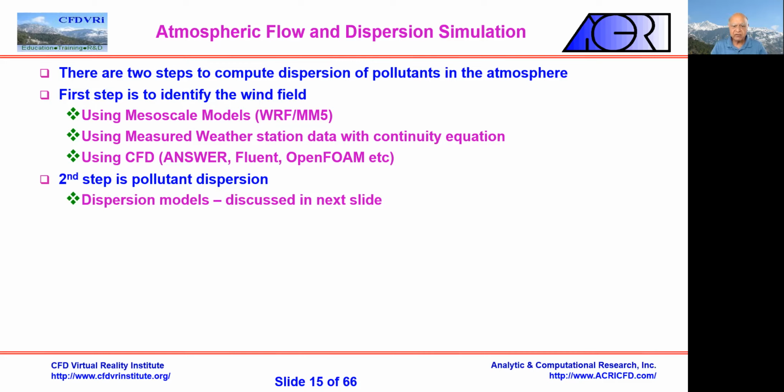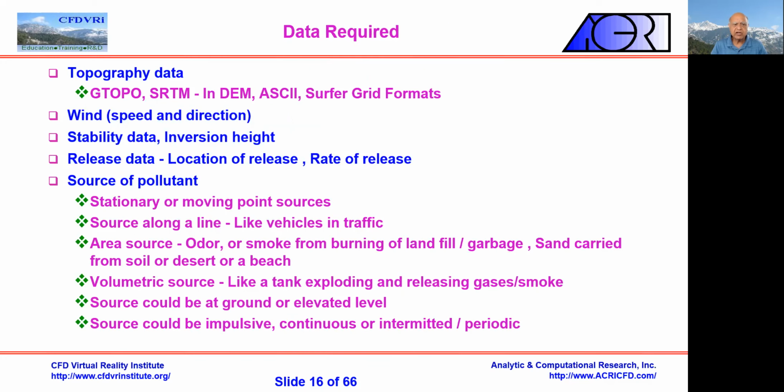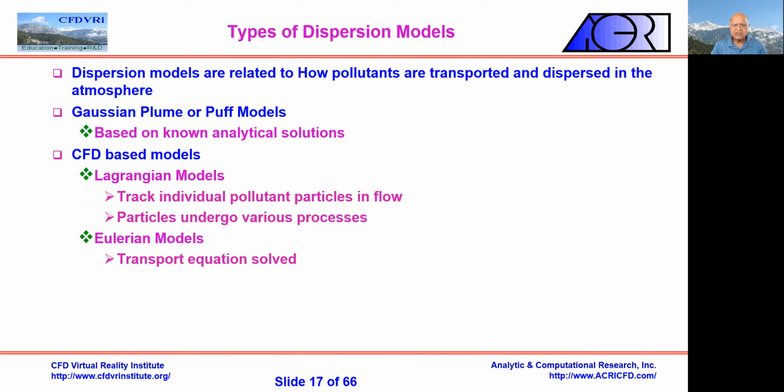Once you have the flow field, now you can do the pollutant dispersion. Okay, so that will be the dispersion models, the pollutant dispersion models. Now for these, you will require the topographic data again, you'll require the wind speed, direction, stability, inversion height, release data, what is being released, when, where, how, what are the sources, and all those things that you need. So there are two major kinds of dispersion models, which is the Gaussian Plume. That's the first one. That's mainly where we know certain analytical solutions under certain conditions, and that will be the Gaussian Plume. The other models are CFD based, and there are two types, Lagrangian and Eulerian.